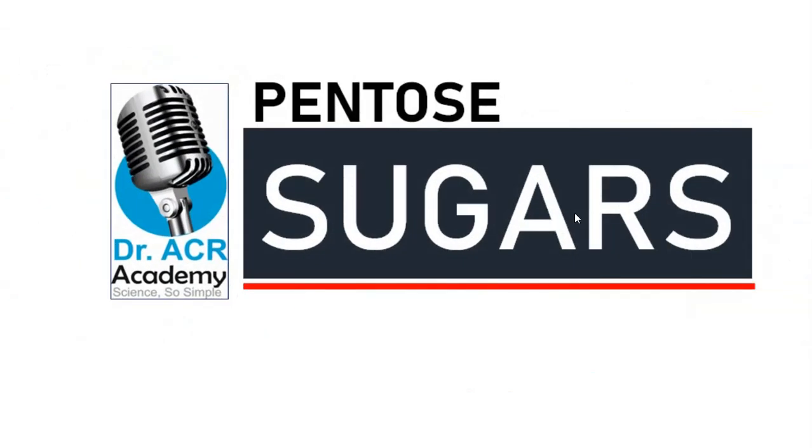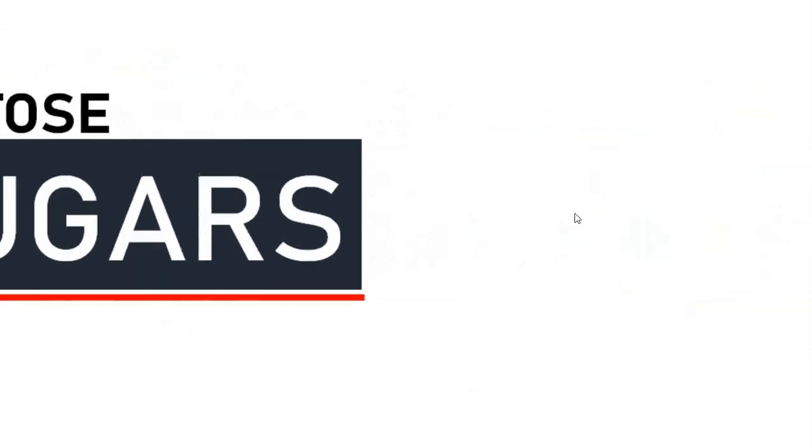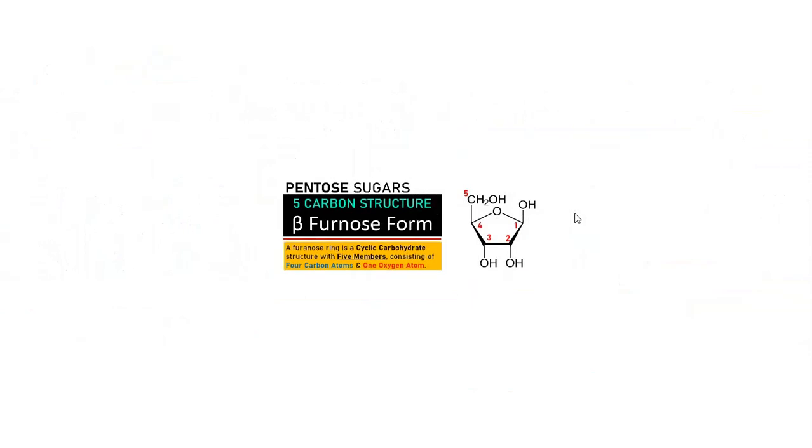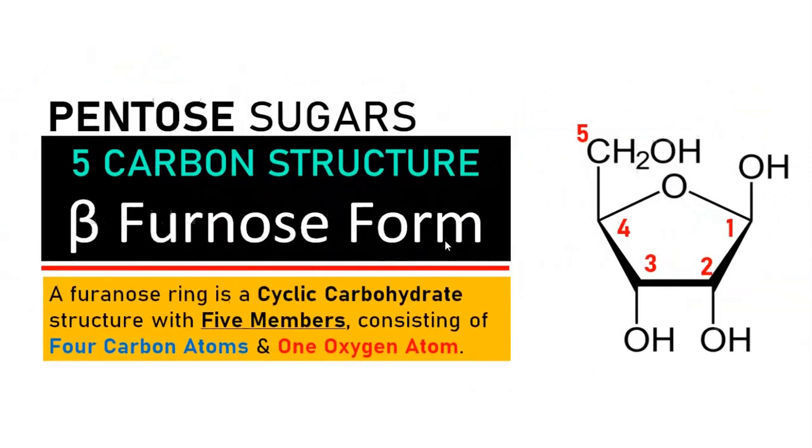Then coming to the sugars. When we see what is the chemical nature of the sugar, it is a 5-carbon structure with furanose form. That is the beta furanose form. Then what is this furanose form?